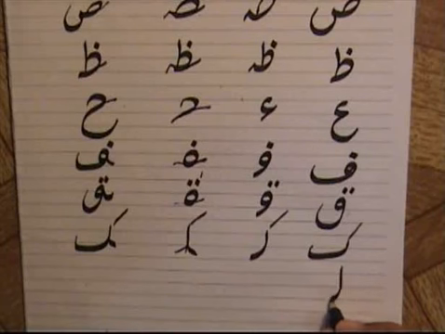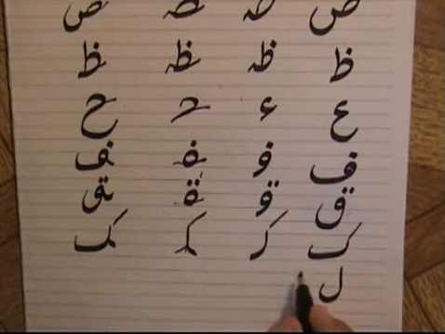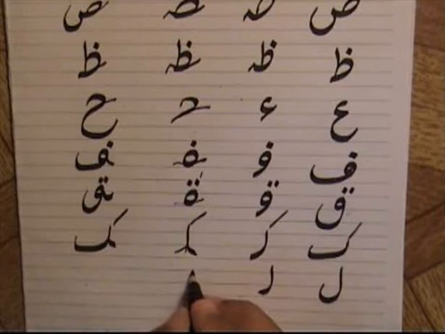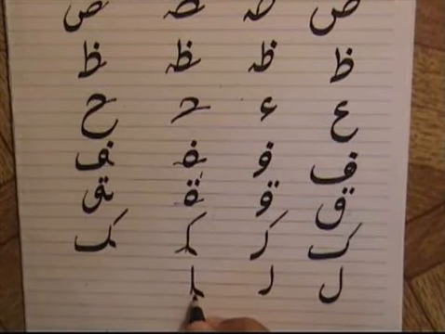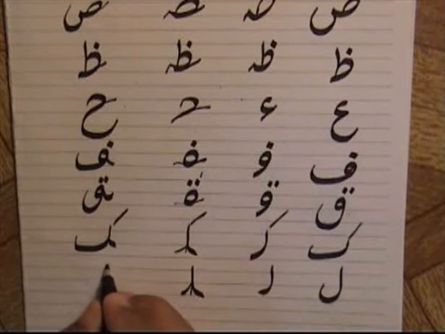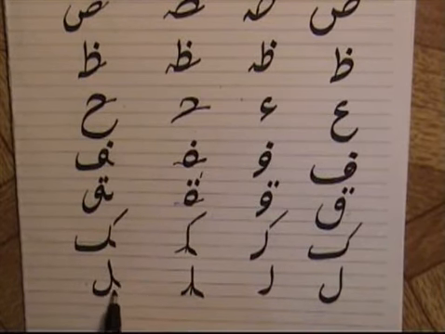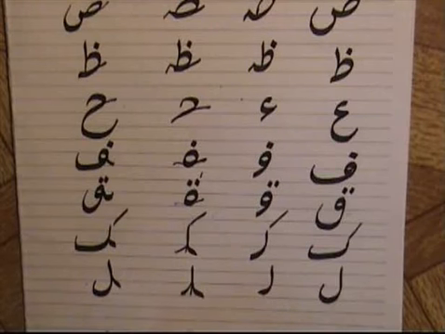For lam, the initial position of lam is like this, the medial position of lam is like this, we have a connector in the beginning and a connector at the end, and the final position of lam is here like this, we have a connector only in the start.